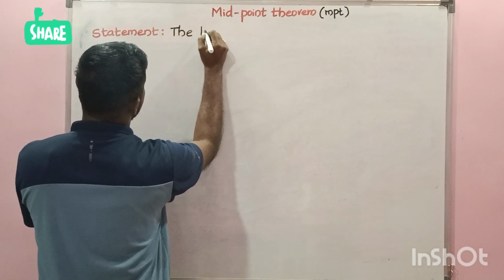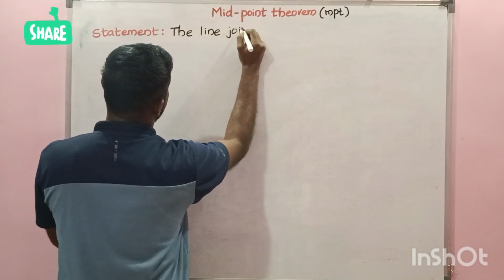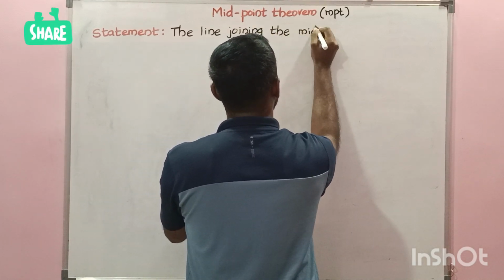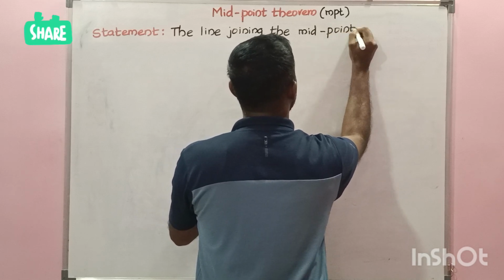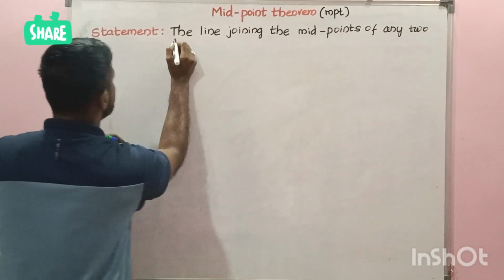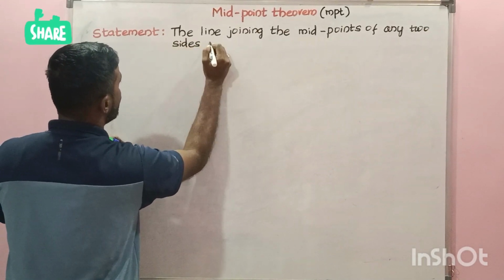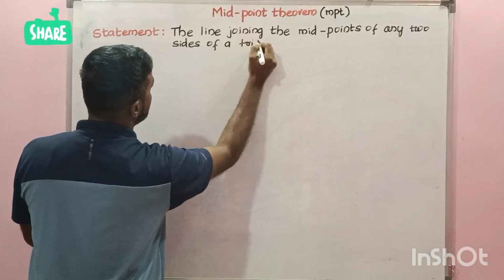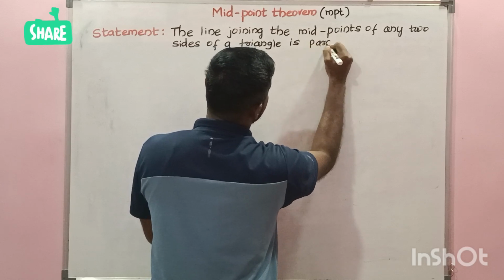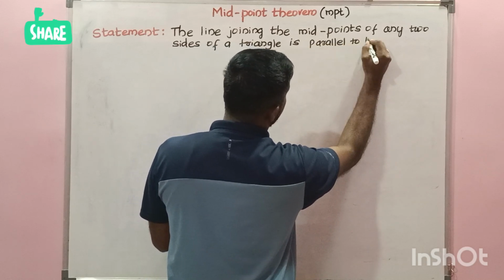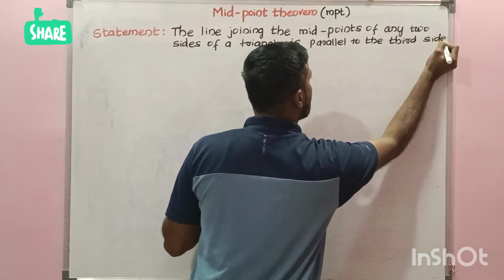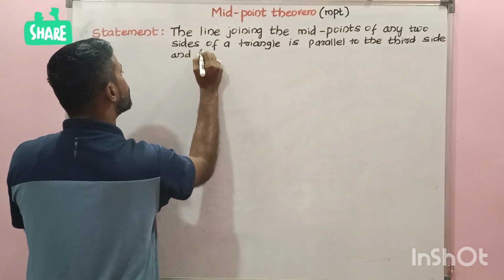The line joining the midpoints of any two sides of a triangle is parallel to the third side and half of it.